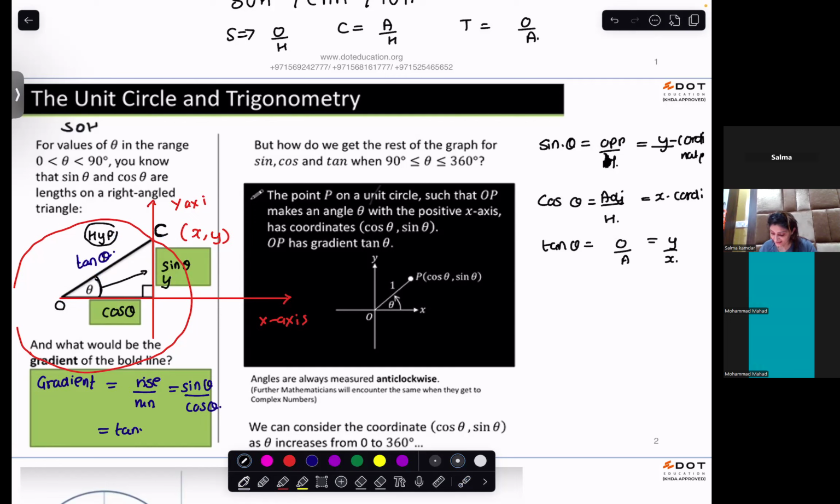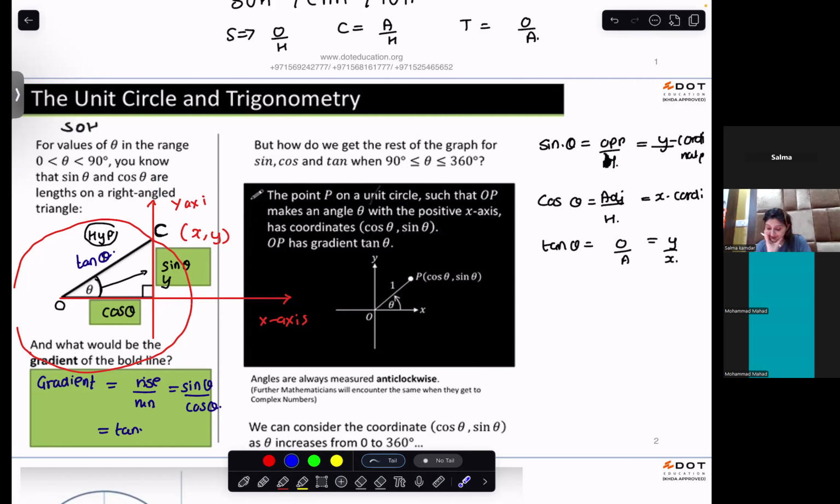This lies on the y axis, this line, and this will lie on the x axis. So sine theta is always which coordinate? Y coordinate. Cos theta is always which coordinate? X coordinate.